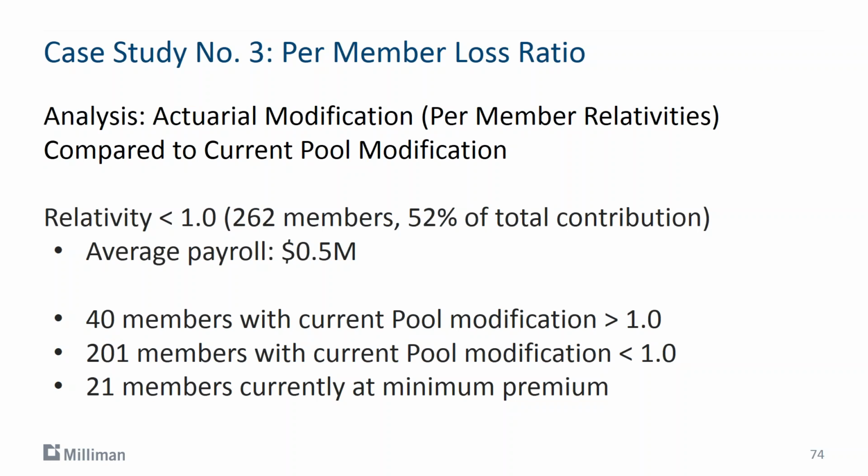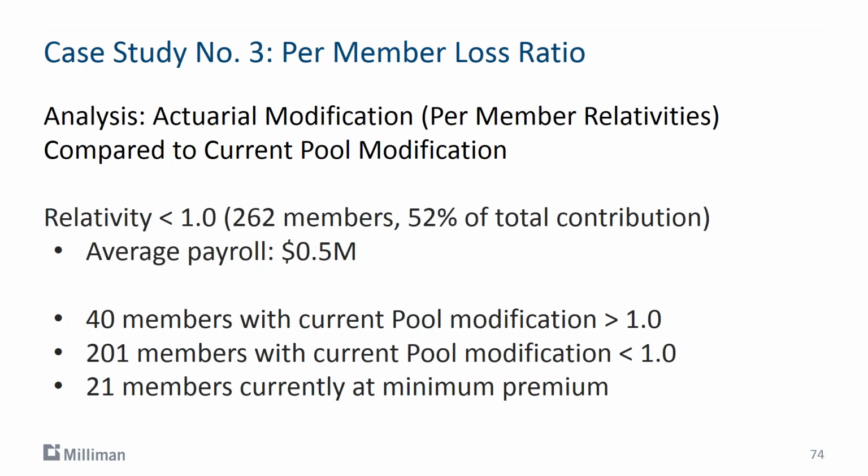Okay, so remember the per member relativity is the member rate, the rate for each member based on the actuarial indication, divided by the overall rate to fund all the risk of the pool. And then the pool modification is just their net debit or credit. So if the actuarial mod, what we're showing here is the relativity is less than 1.